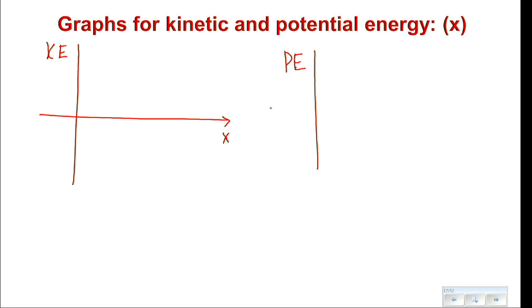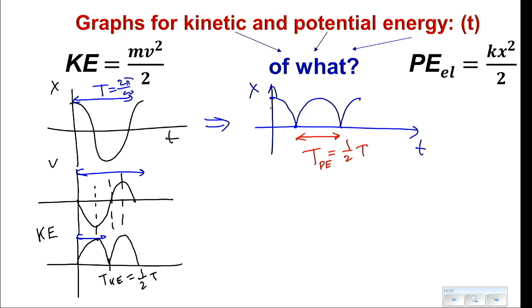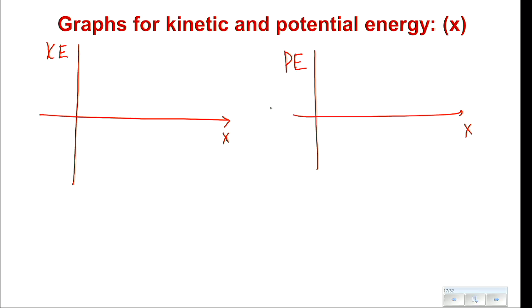Well, potential energy and kinetic energy also change with location. So please, what do you think? How would a graph for kinetic energy as a function of position look, or the graph for potential energy as a function of position? These graphs represent how energy changes with time. But we also can say something about how energy changes with the location, with the space.